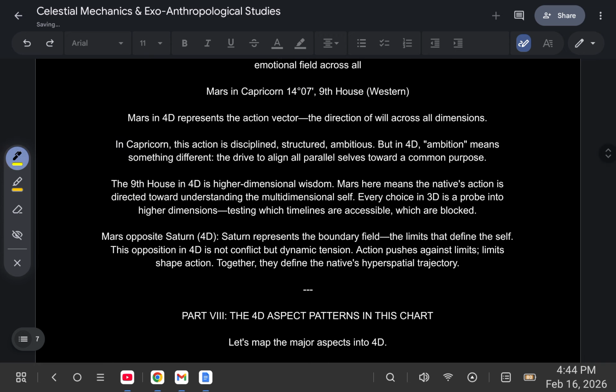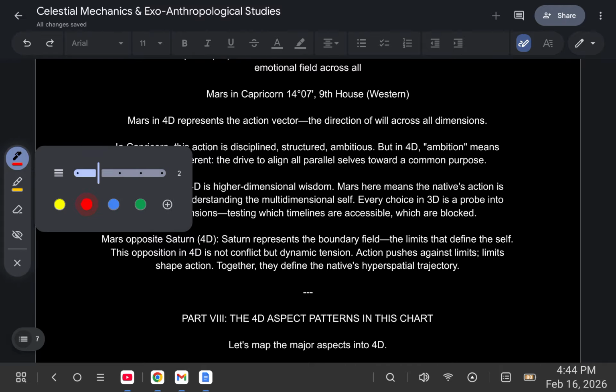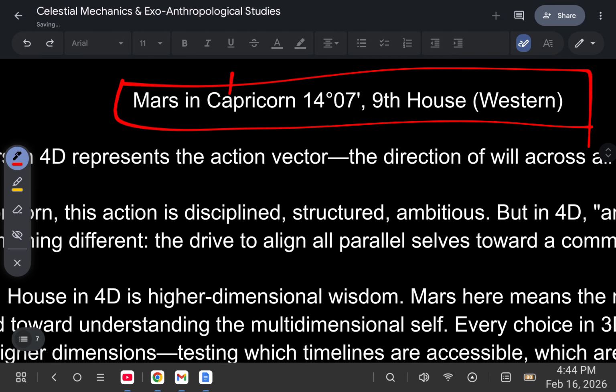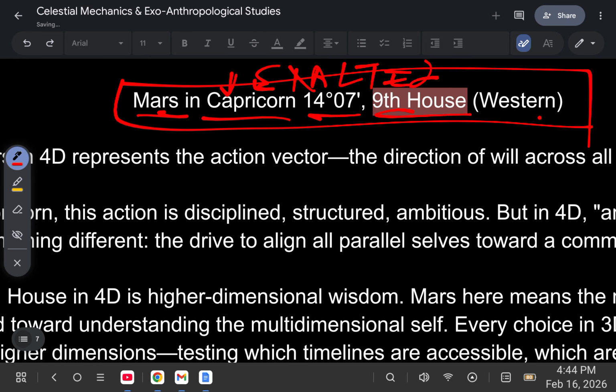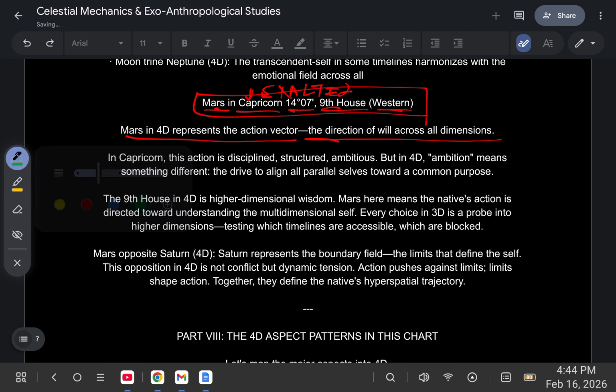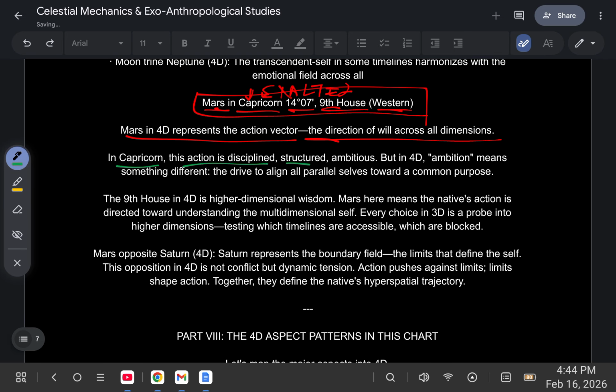Now let's observe Mars in Capricorn, which is exalted. And it's at 14°07', and it's in the 9th house, Western. So Mars in 4D represents the action vector, the direction of will across all dimensions. In Capricorn, this action is disciplined, structured, ambitious, but in 4D, ambition means something different. The drive to align all parallel selves toward a common purpose.